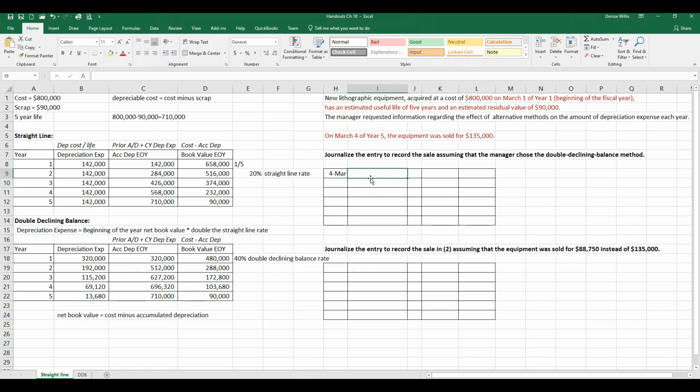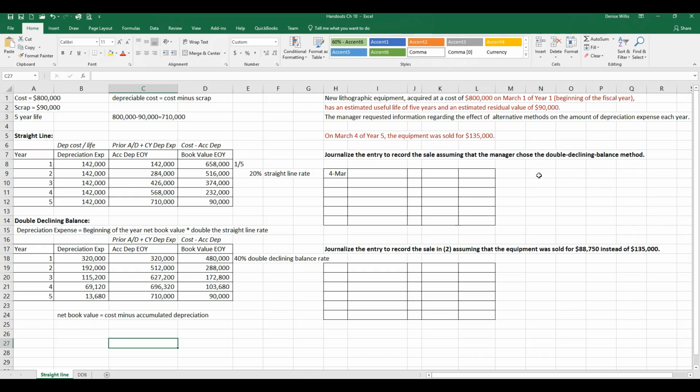We need to remove the equipment from our books. That means we're going to have to remove the equipment account itself. We need to remove its accumulated depreciation. We need to recognize the cash that we're getting, and the difference is going to be a gain or a loss. But before we start dropping those amounts in, let's theoretically talk about what we know that gain or loss is going to be anyway.